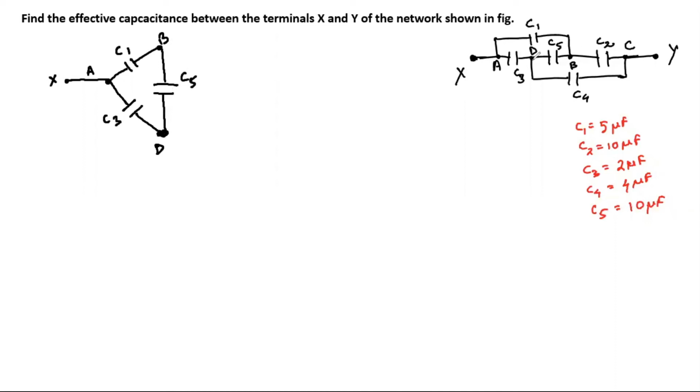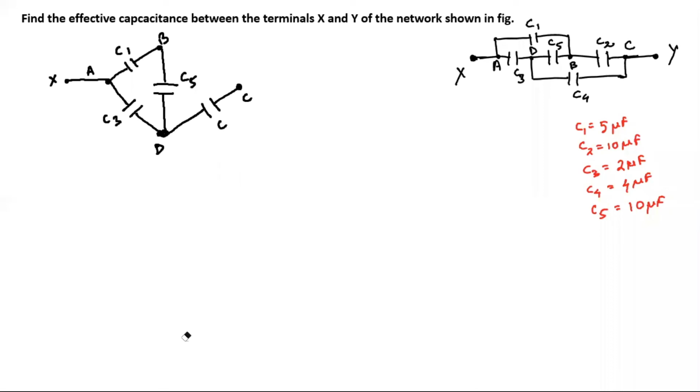Again, if you see from this point D, we are having a branch which is going to this point C, and having this capacitor C4. So from point D, again we start connecting this capacitor C2 to this point C. And if you see that point B and point C is connected, having this capacitor C2. Okay, so this is C4.